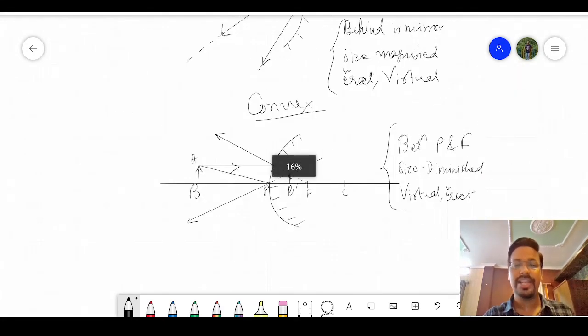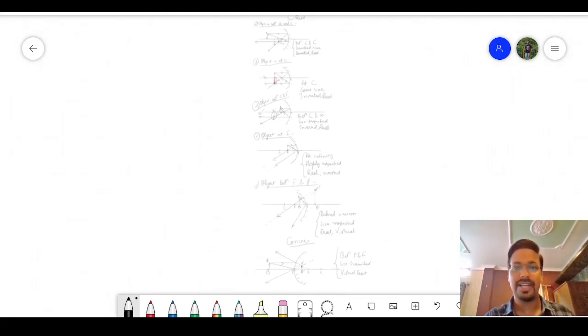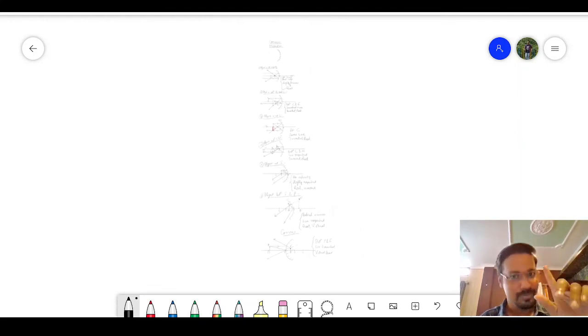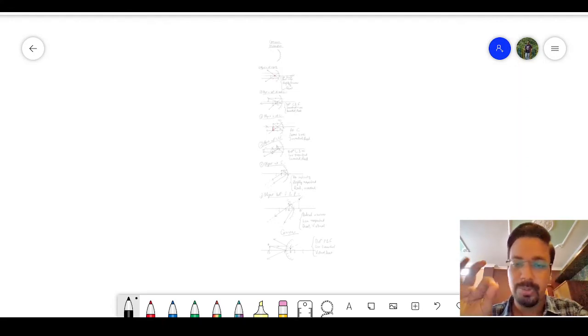So that's all we have for today. We have drawn 7 diagrams, 6 for concave mirror and 1 for convex mirror. I hope you have understood. I hope you now understand how to draw ray diagrams, practice them properly and with proper measurements.